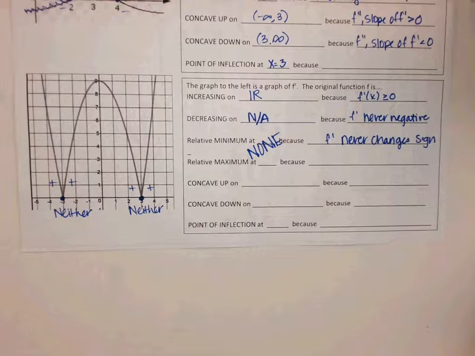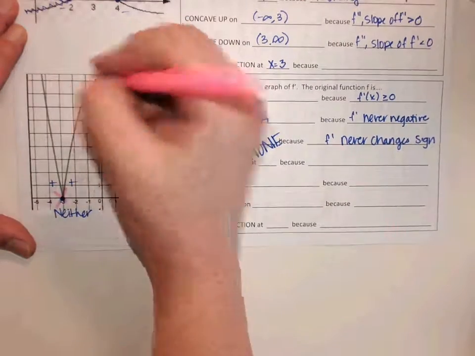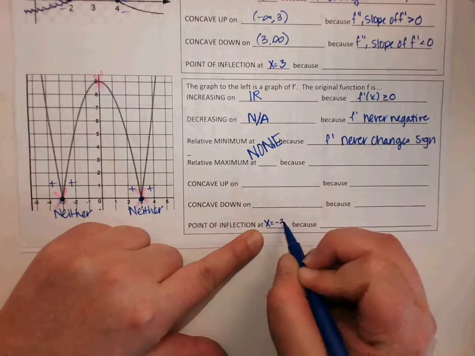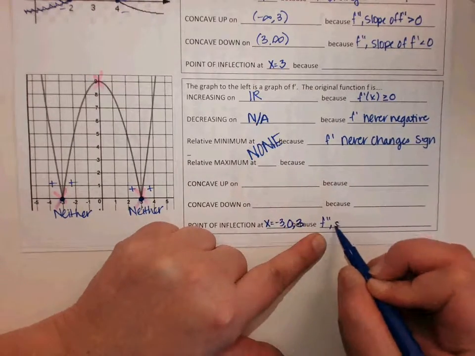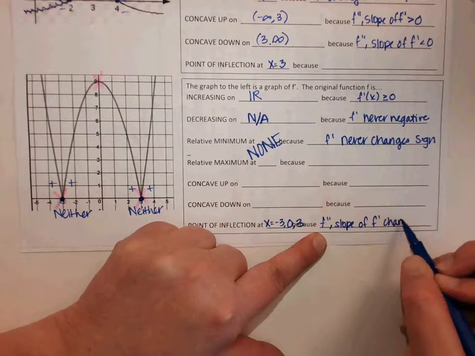Now, can I still have concavity changes? Yes, because concavity is the slope. Does the slope change sign? Yeah. How many times? 3. 1, 2, 3. So for my points of inflection, I have points of inflection at negative 3, 0, and 3, because f double prime, the slope of f prime, changes sign.